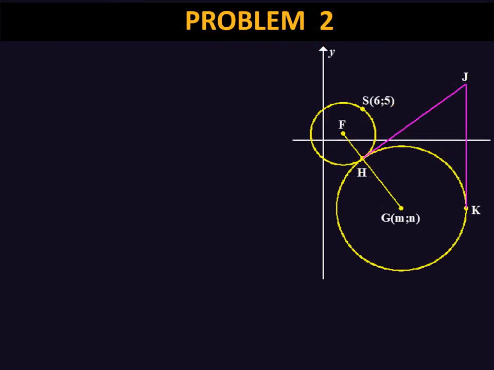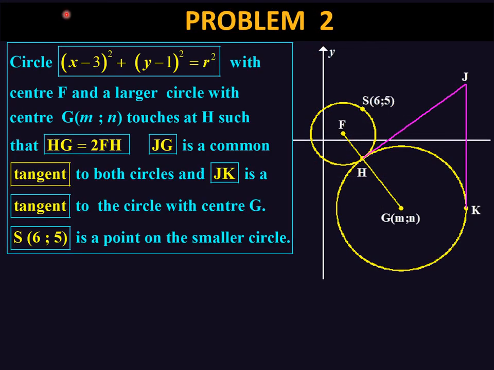Now let's look at another problem. There we have a diagram. So we have a circle there. So there's the circle and negative 3 and 1 with center F. So this is the small circle. That's the equation of the smaller circle. And then we have another circle with center G. And it is said here that HG, let's follow that, HG is twice FH.